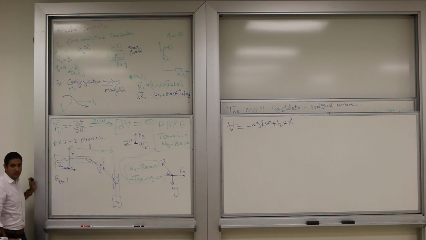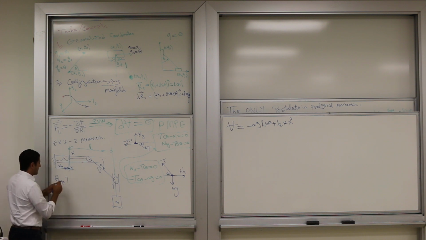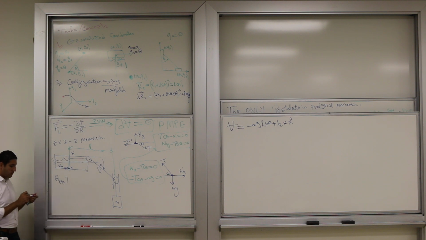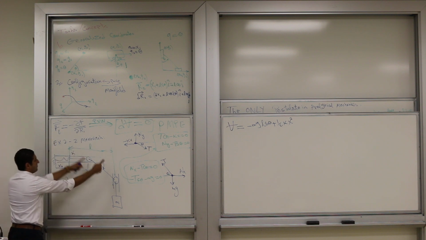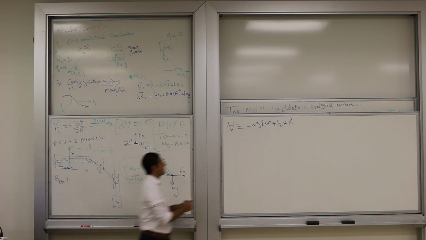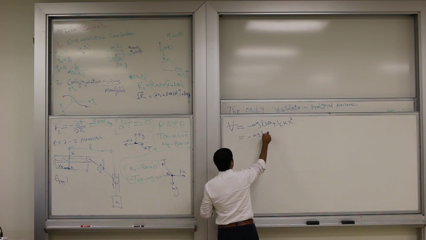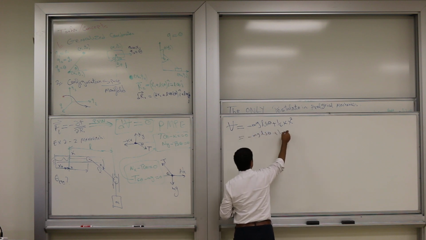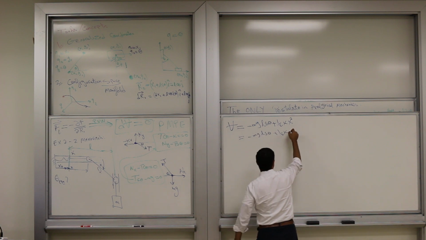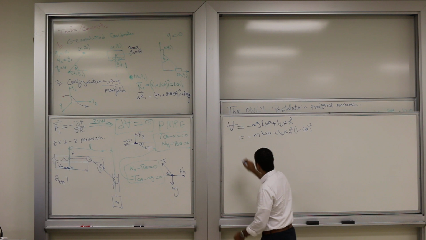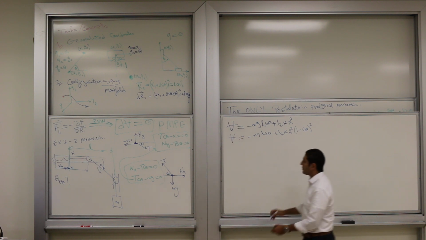You see what I'm saying? So what is x? What is x now? It is L minus L cosine theta. We need to do this anyway for either way of solving it, right? Okay, so this is my potential.